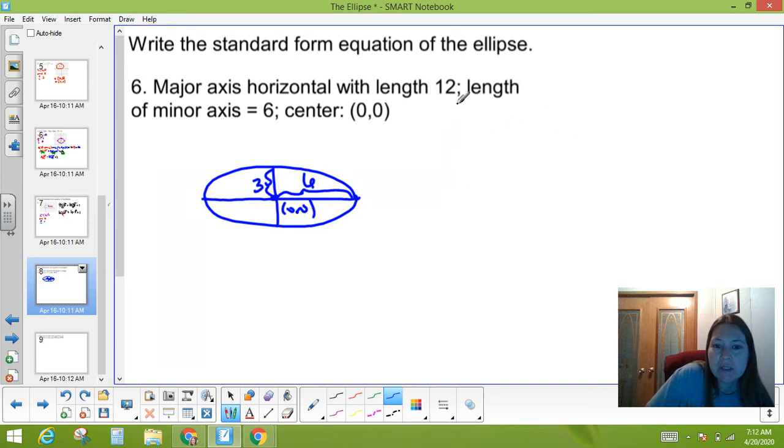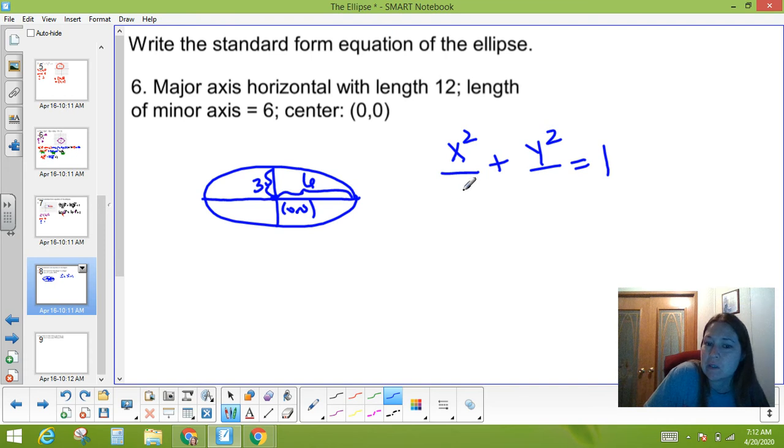All right, so to write, you're going to say we have x minus 0 squared. So just x squared. And you have y minus 0 squared, so just y squared. And you know you're equal to 1. All right, so to get these underneath numbers, we know that our horizontal axis was 12, meaning that the radius was 6.